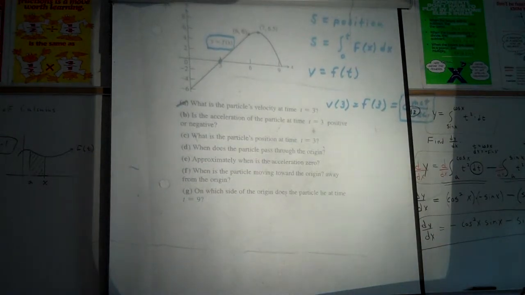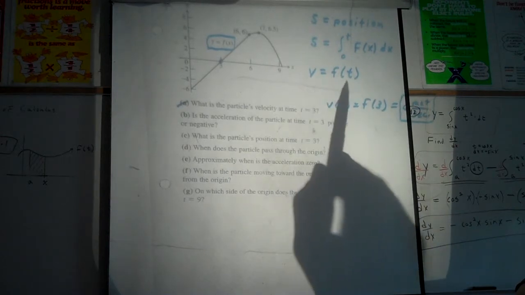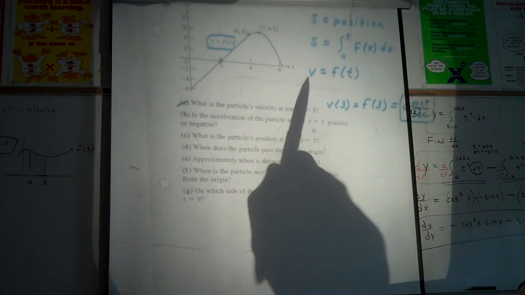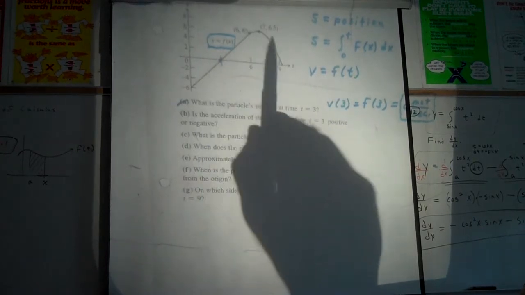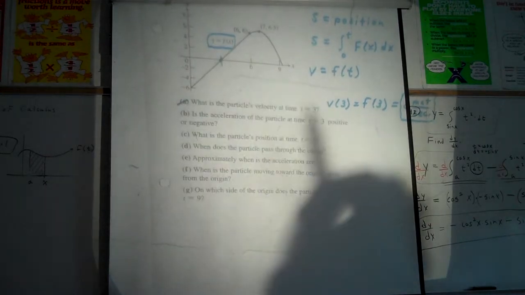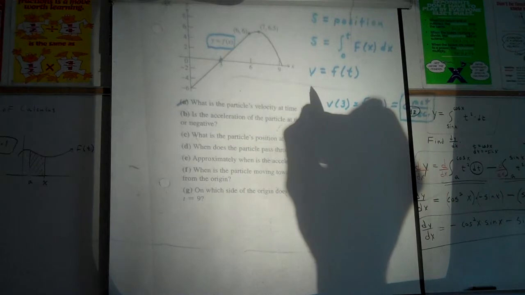Part B. Is the acceleration of the particle at time t equals 3 positive or negative? Well, we know that this graph is a velocity graph. We just figured that out. Velocity equals f of t. So this graph is velocity. So how could I see acceleration if I'm looking at a velocity graph? The derivative, right, yep. The derivative of velocity is acceleration.